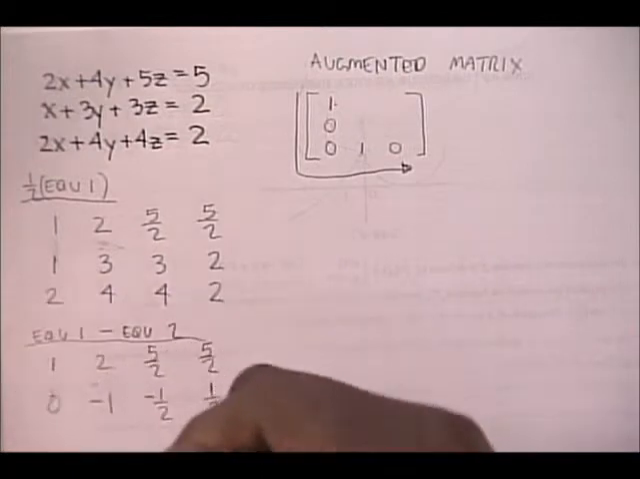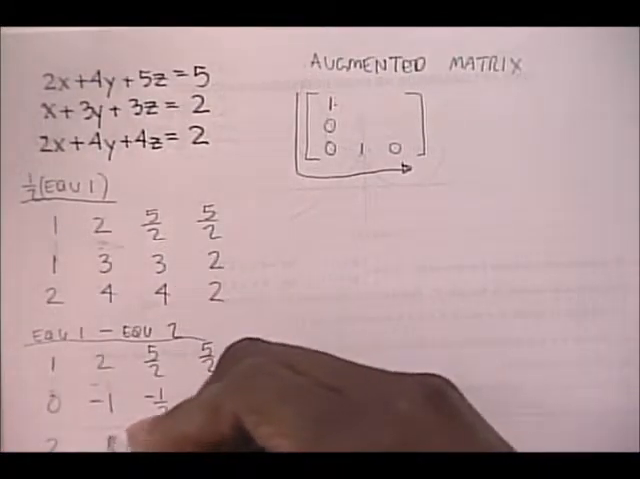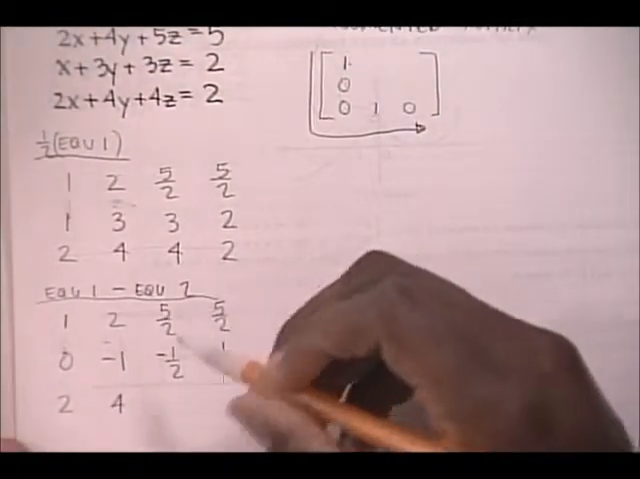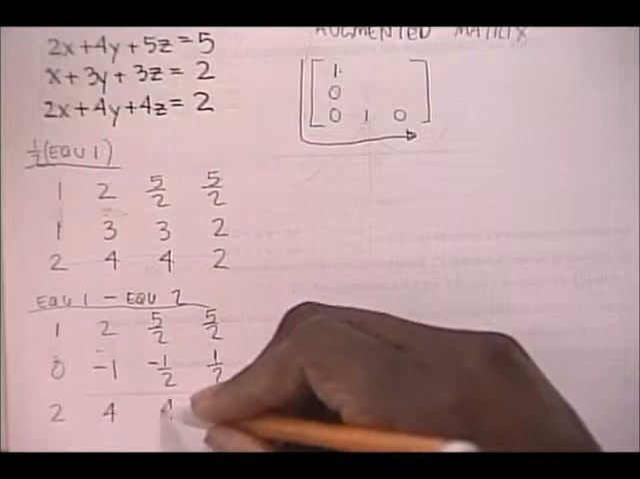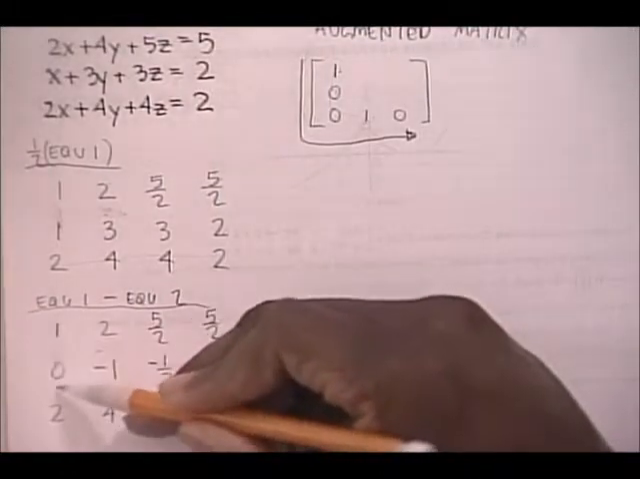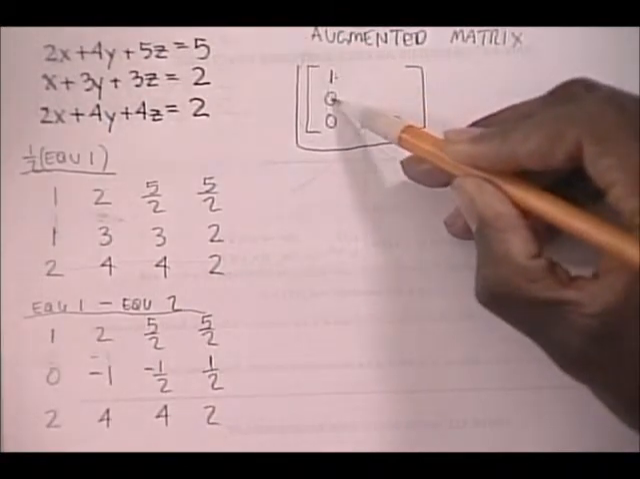And let's leave this third row the same. We get 2, 4. Uh-oh, you can't see that. I'm just leaving this third row the same. We get 2, 4, 4, 2. All right, so what have I done? I got a 1 here and a 0 here, just like I desire. I got a 1 here, 0 here.